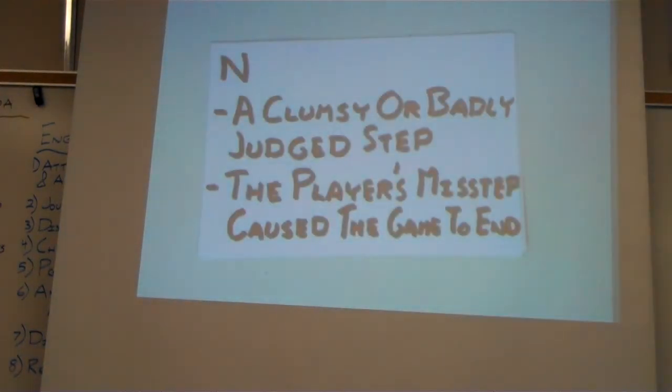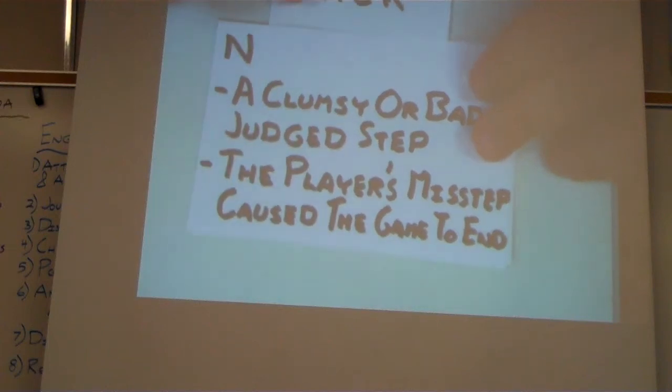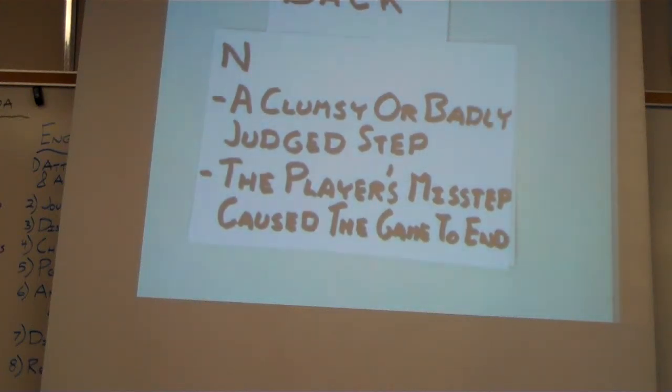Now on the back side, as was previously mentioned, you have to have three things. You have to have first the part of speech, and as you can see, this word is a noun. You also have to have a definition immediately following it, a clumsy or badly judged step, and then the third thing you would need is a sentence. The player's misstep caused the game to end.